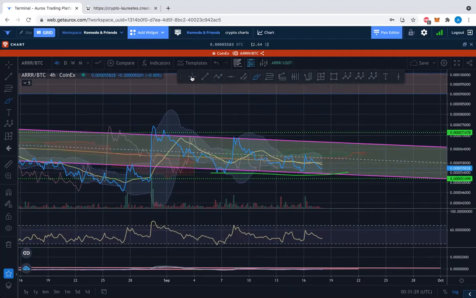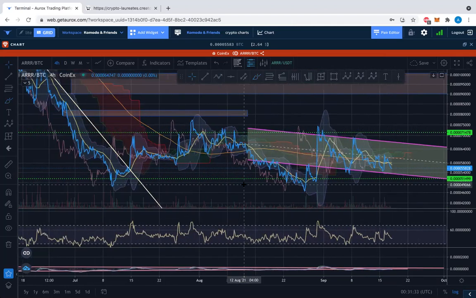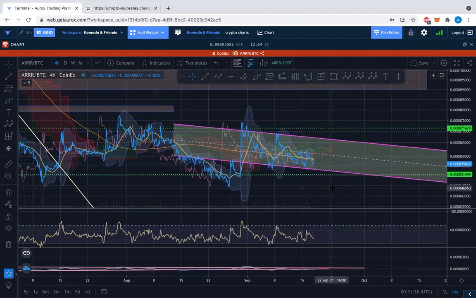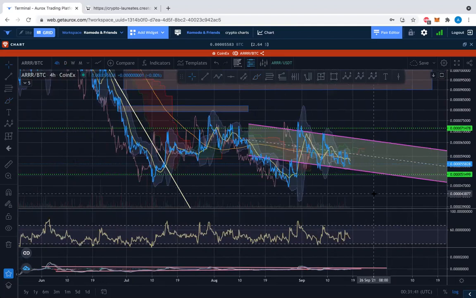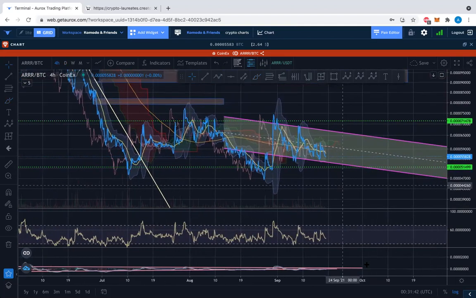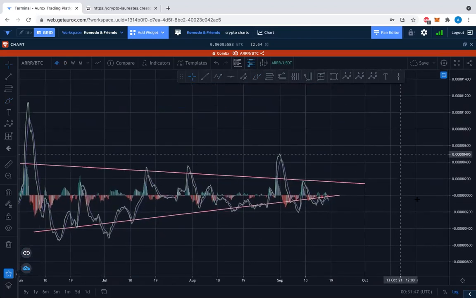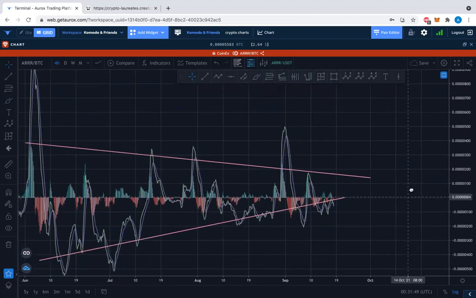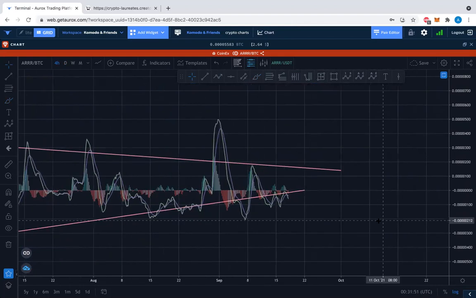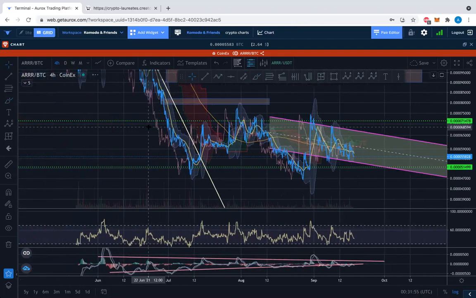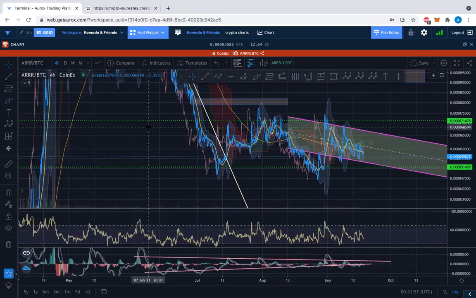That's about it for Pirate Chain. Don't really have much else to say. Yeah, 4-hour price chart, nothing is really in favor one way or the other. Where is it all at? Looks like we're breaking to the downside of all of this, but whatever. That could be neither here nor there just yet.